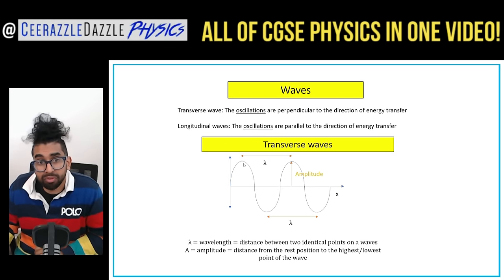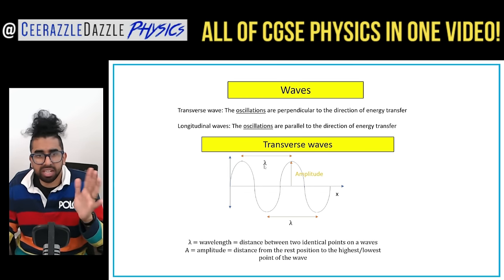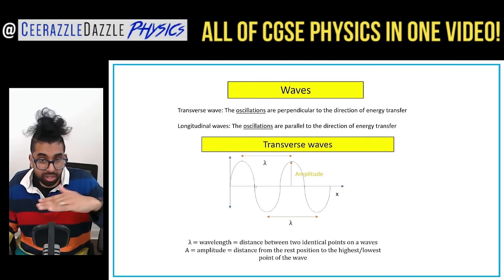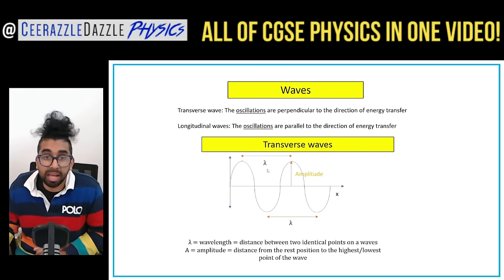The wavelength is going to be from one point in a wave cycle to its next identical point, so from peak to peak or trough to trough. The symbol is going to be the Greek letter lambda, which looks like an upside down inverted Y. And the amplitude is going to be from the peak to the rest position. So the rest position to the peak is going to be the amplitude.